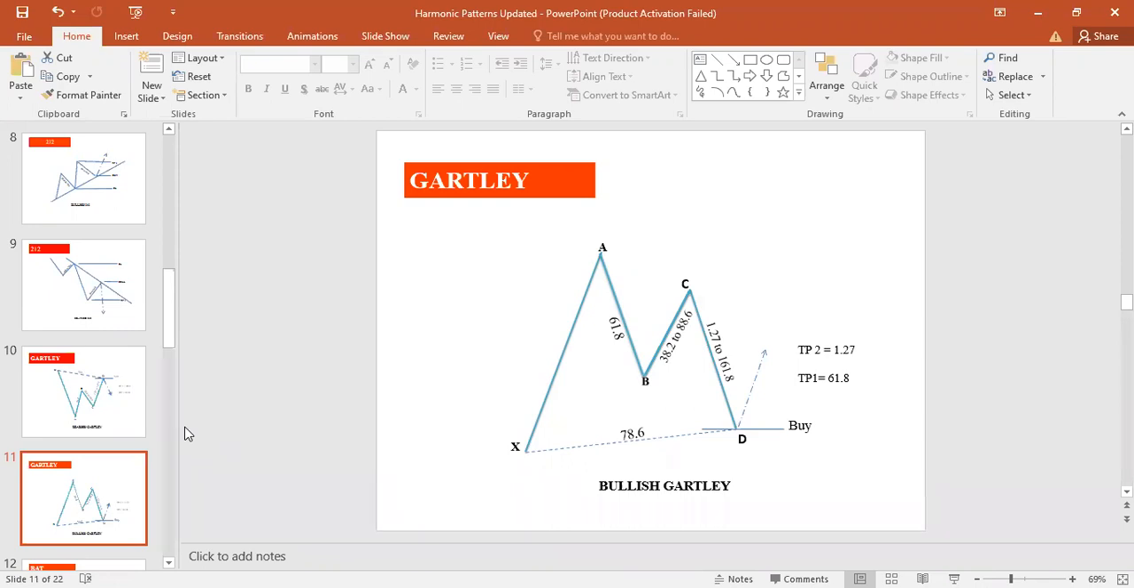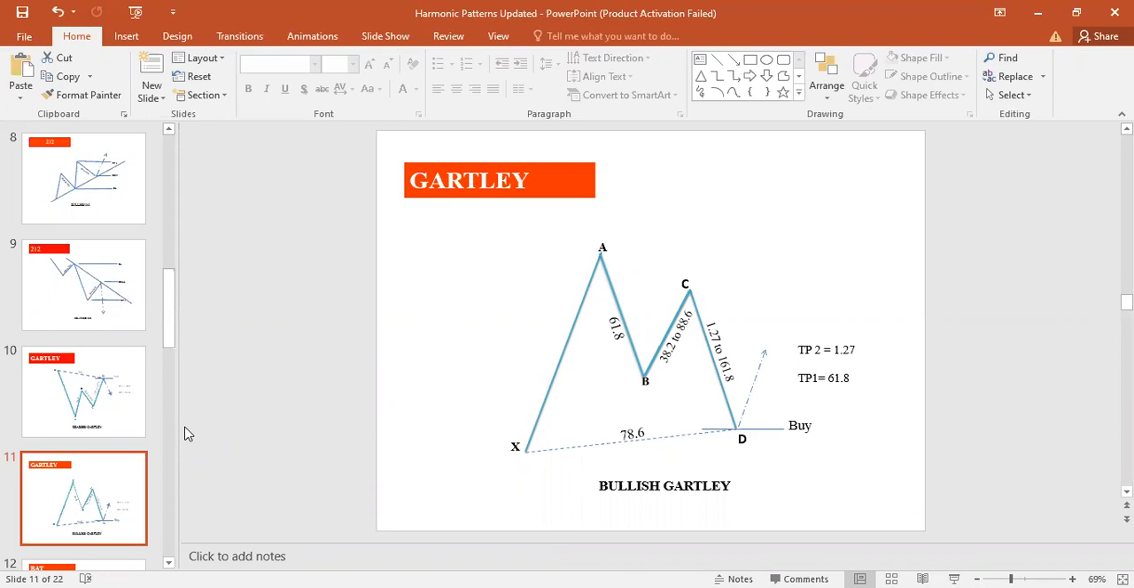It's below half of XA. That is why it's more than 50. It's 61.8 of XA. That's what that means. Then, when I draw from A to B, I must follow the sequence. You cannot draw from B to A. You cannot draw from A to X.